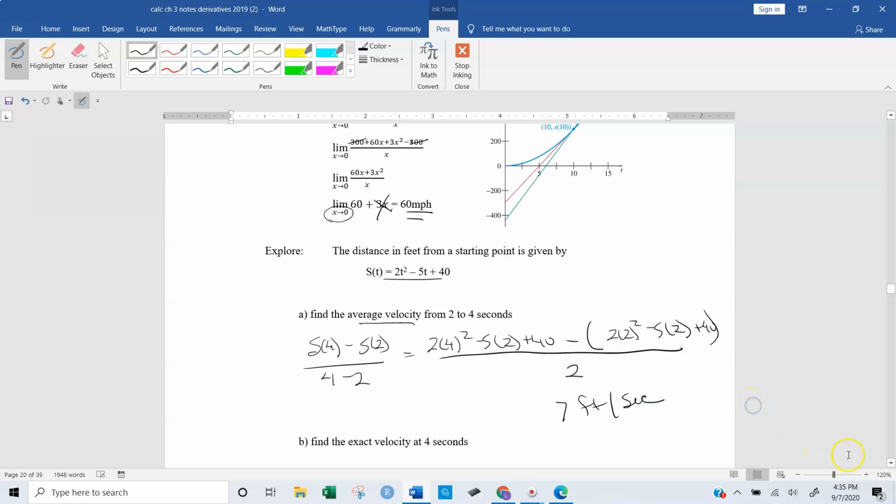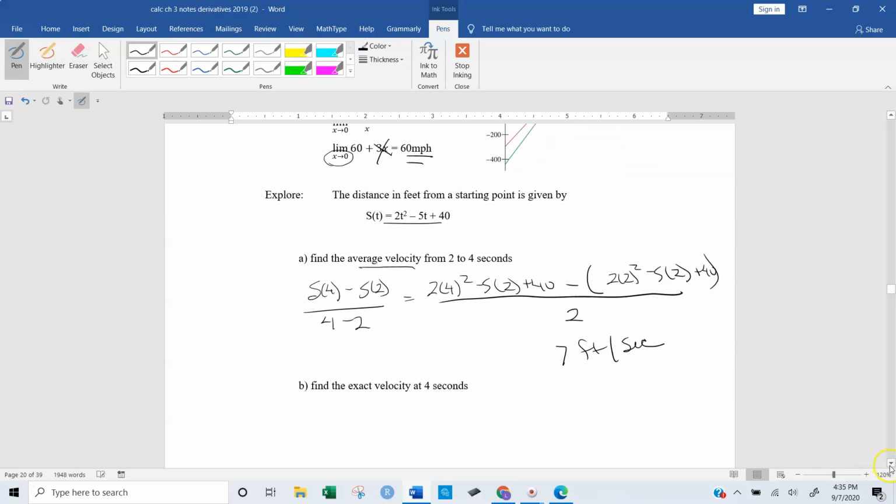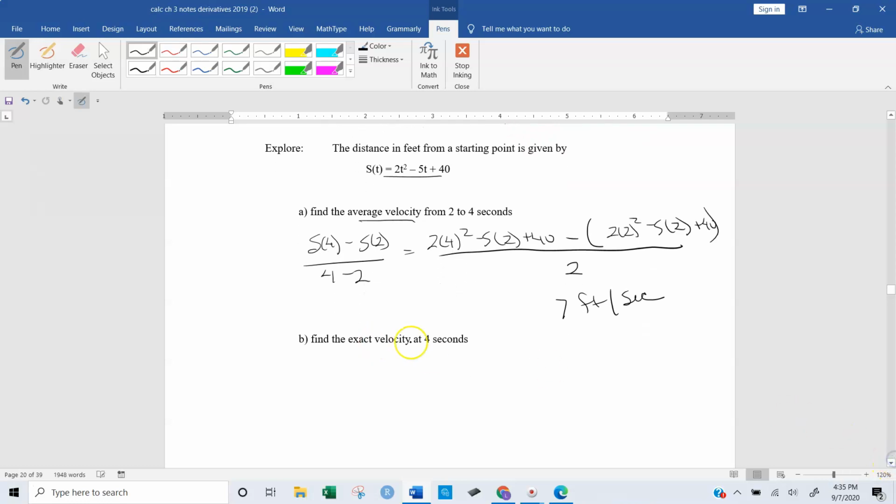Now I want to find the exact, so that's average. That's from a point to a point. That's like a secant line. What is the exact velocity at 4 seconds? So now this is the limit as h approaches 0.